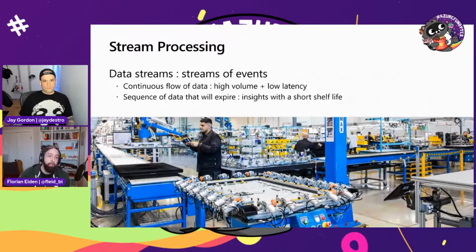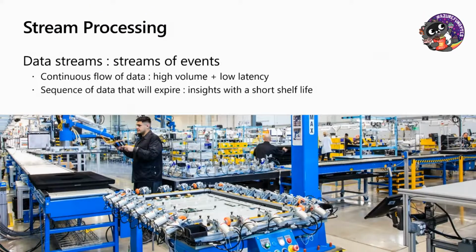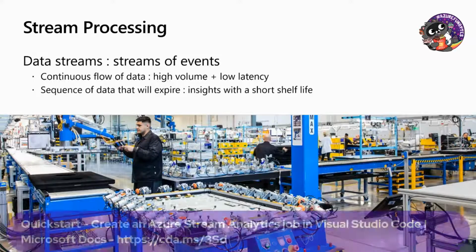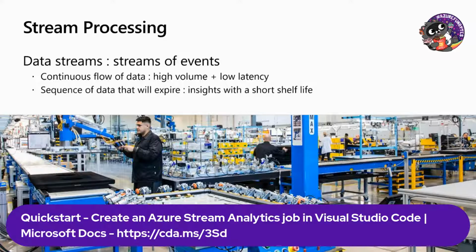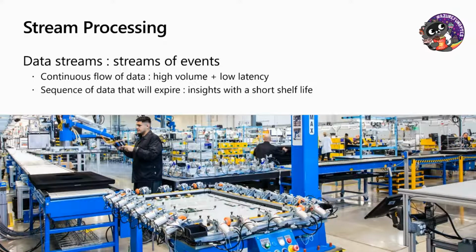Okay, so that leads us into stream processing. What is it? It's about processing streams of events. So what are streams? Streams are a continuous flow of data. And the big data definition is to say it's both high volume and low latency. Low latency means I want to know about what's going on fast. And by fast, we mean under a second, milliseconds, seconds, minutes, max. That's how fast I want to hear about what's going on.